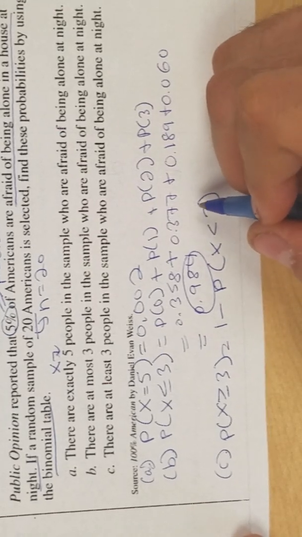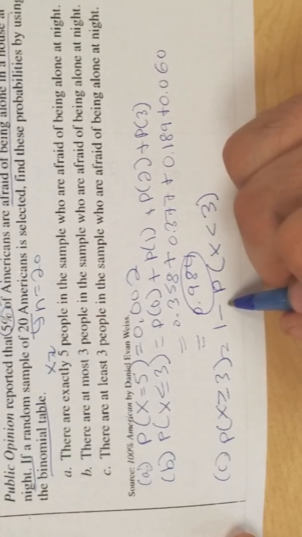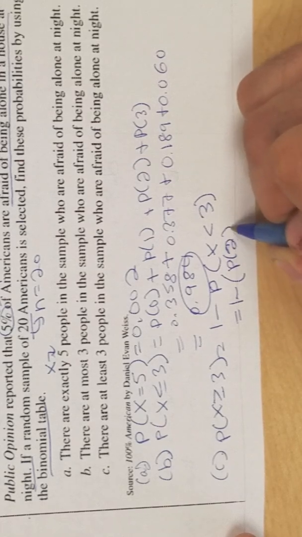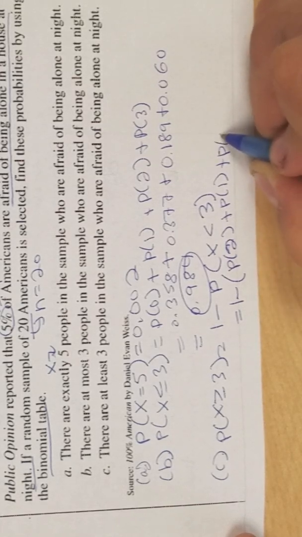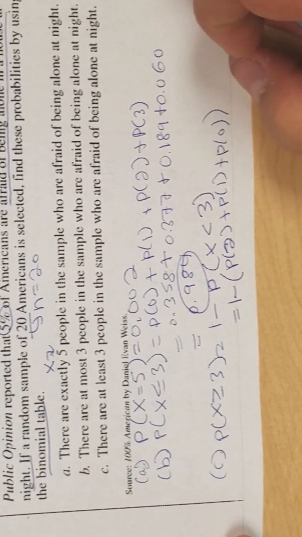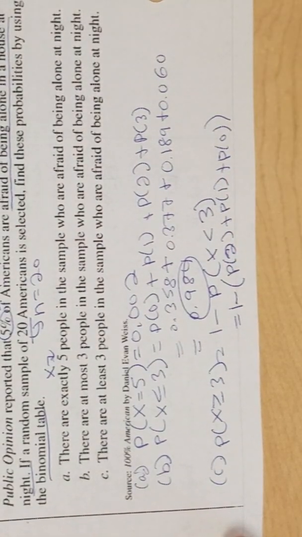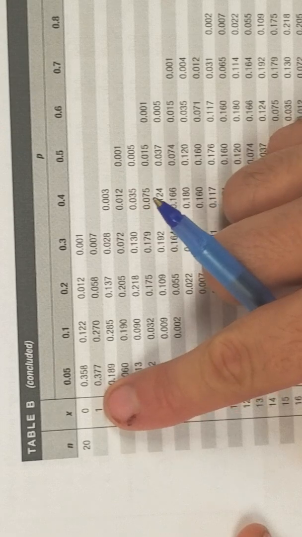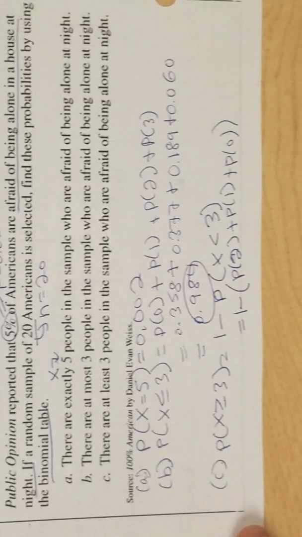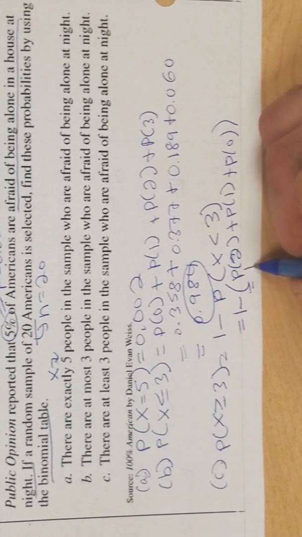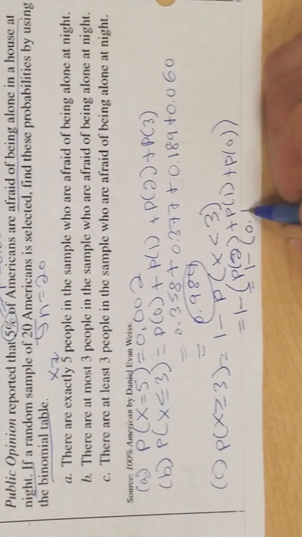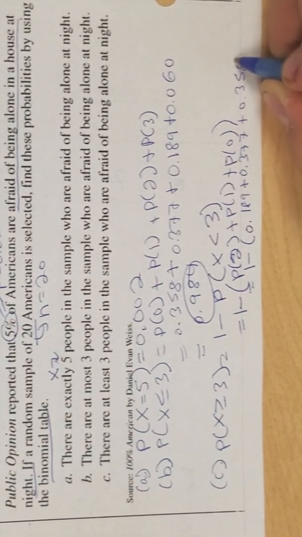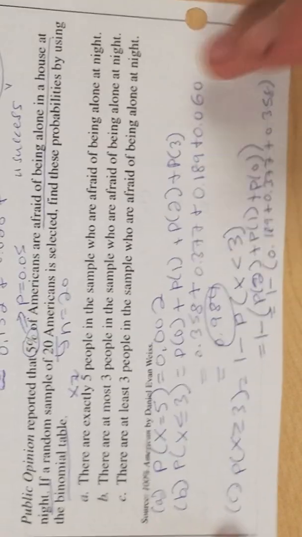Okay, so what we can do is just calculate this guy and then do 1 minus it, and then we get our answer. So we're going to do 1 minus, now we need to do the probability of 2 plus the probability of 1 plus the probability of 0. And that will give us our answer. So we need to find this on the table. So we said 2 was 0.189, and then 1, and then 0. So we can go ahead and plug that in. So we add those together, subtract from 1, and then we get our final answer.